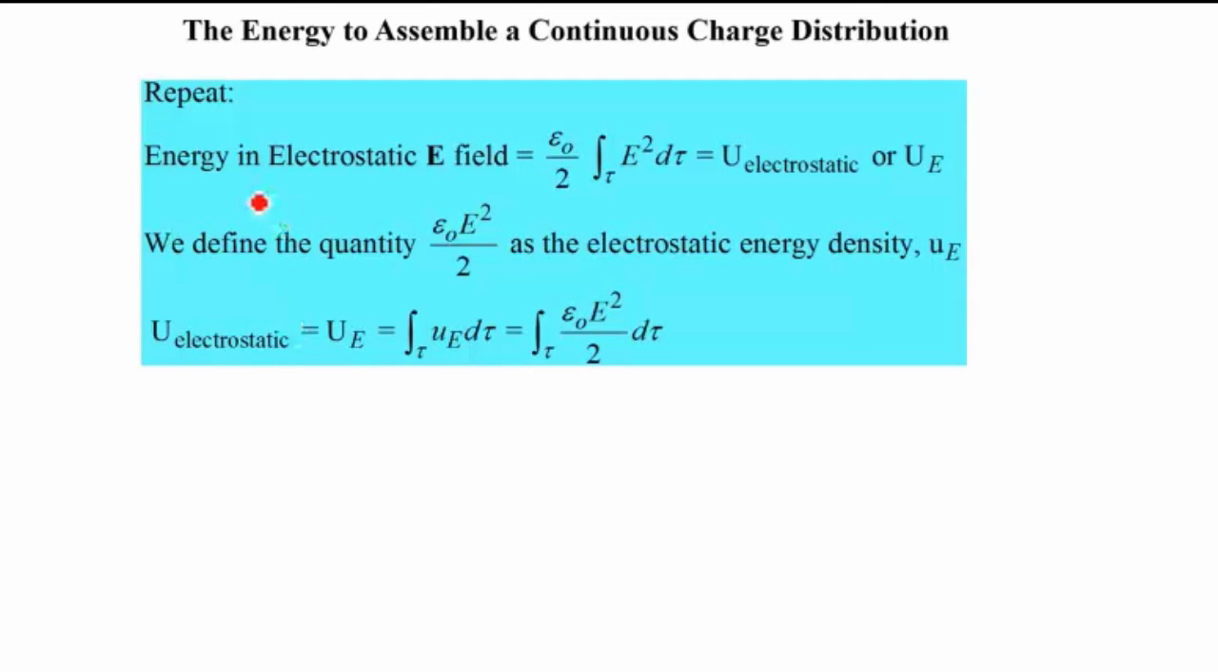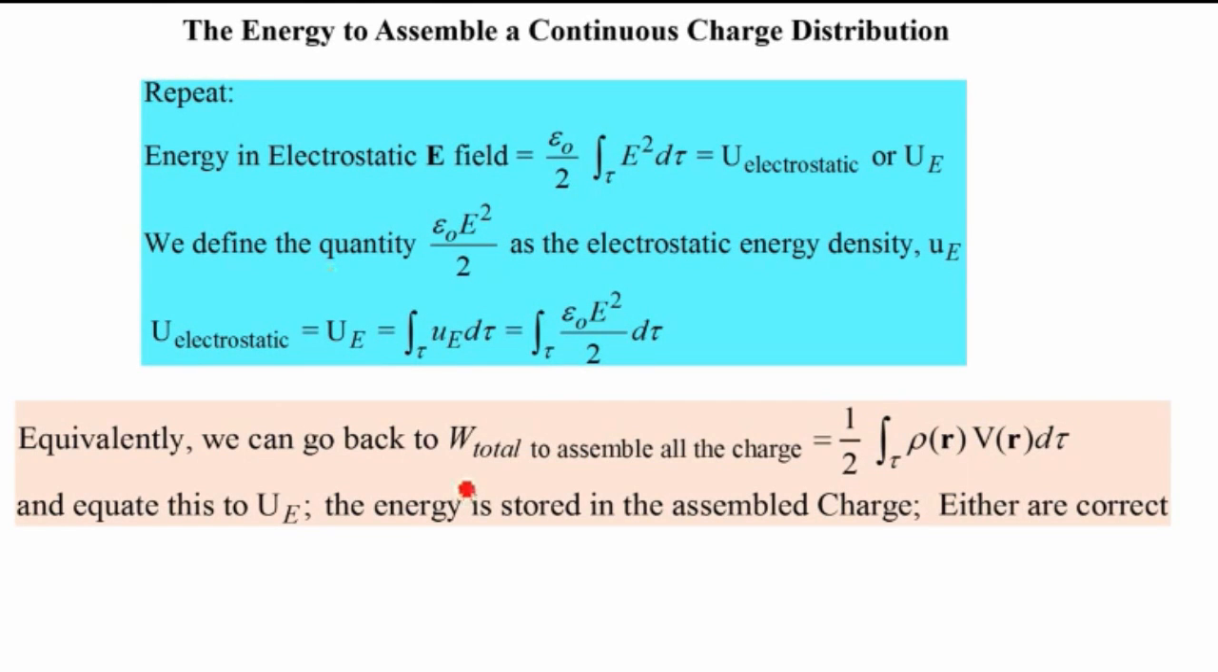If we repeat then that we have these equations that we just derived, we can go back to the total energy to assemble all the charge, which was equal to this quantity here. Because the work done to assemble is equal to the energy that we end up with, we can equate this to u sub E. So the energy can be thought of as stored in the assembled charge, or we can think of it in terms of the resulting E field having energy. Either is correct. You'll get the same answer if you use one or the other.